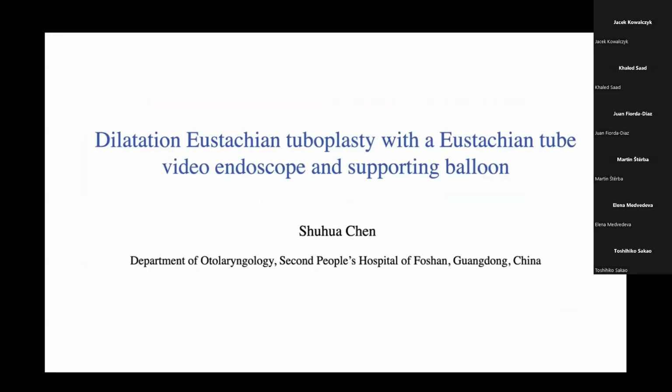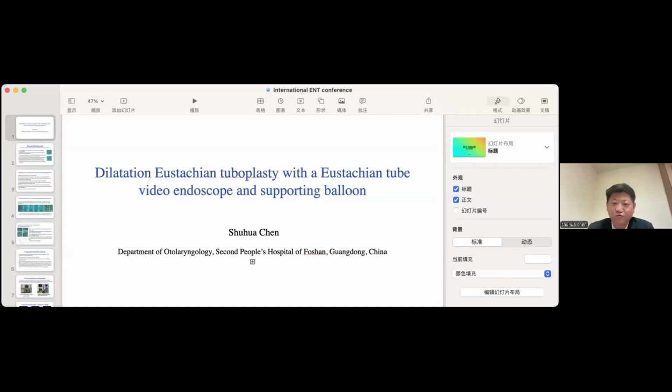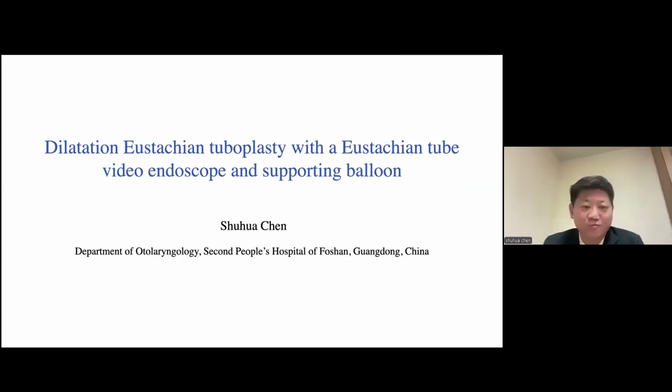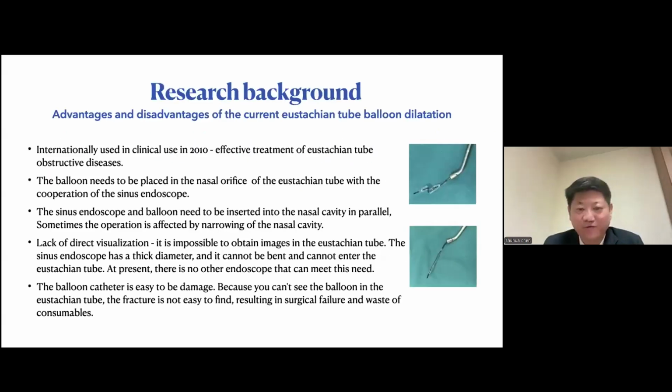National clinical use in 2010 and first treatment of extension tube of such disease. The balloon needs to be placed in the nasal orifice of the inner tube with the cooperation of thinner endoscopy. The thinner endoscopy and a balloon need to be inserted into the nasal cavities in parallel. Sometimes the operation is affected by narrowing of the nasal cavities.